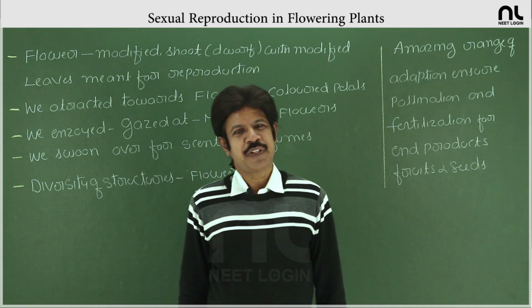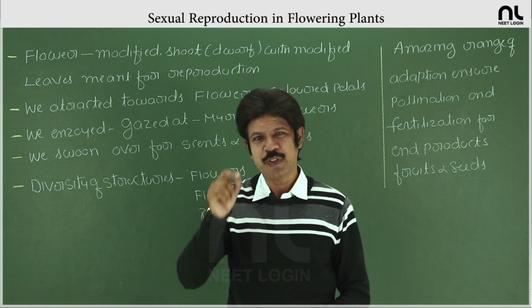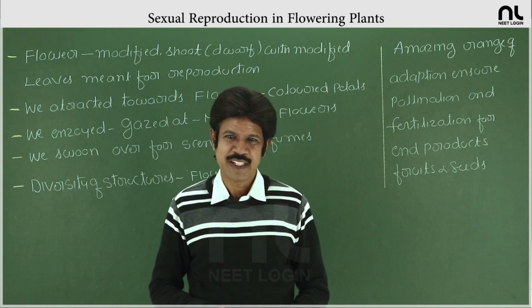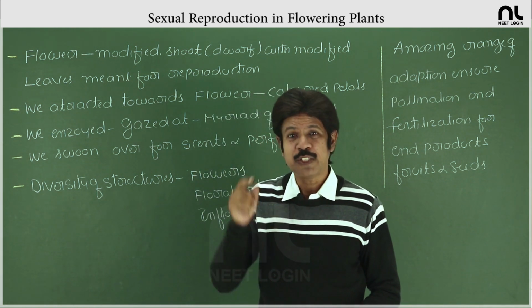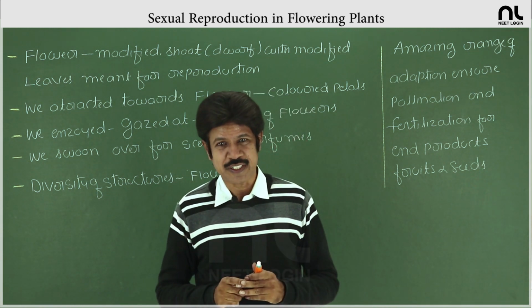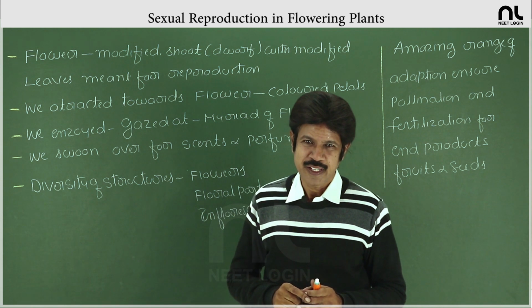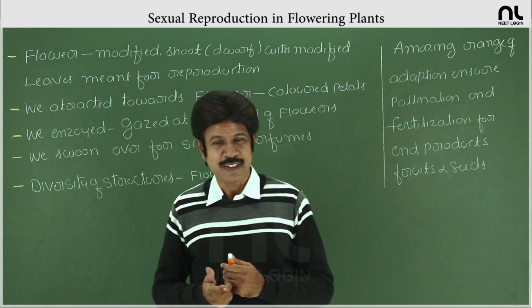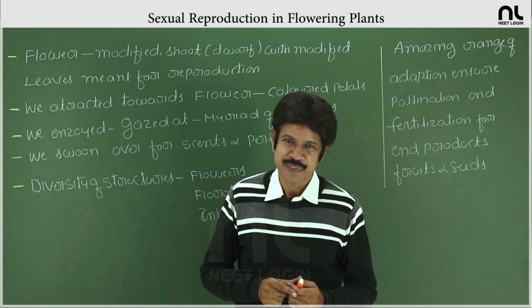The most important part of the plant from a reproductive point of view is the flower. It is a modified dwarf shoot with modified leaves. It is a dwarf shoot because it bears nodes and internodes. The modified leaves are nothing but floral leaves.